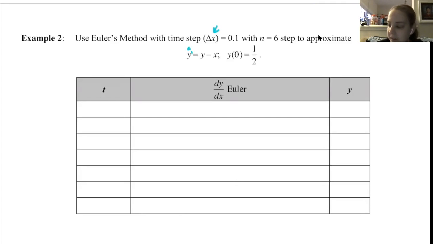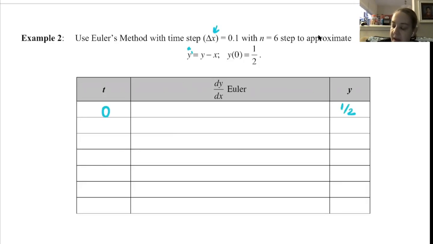If you go to look up this procedure on other videos, they might not organize it with a table. It's just one way to do it. They just might write the formula out over and over and over again. But my initial values are 0 and 1.